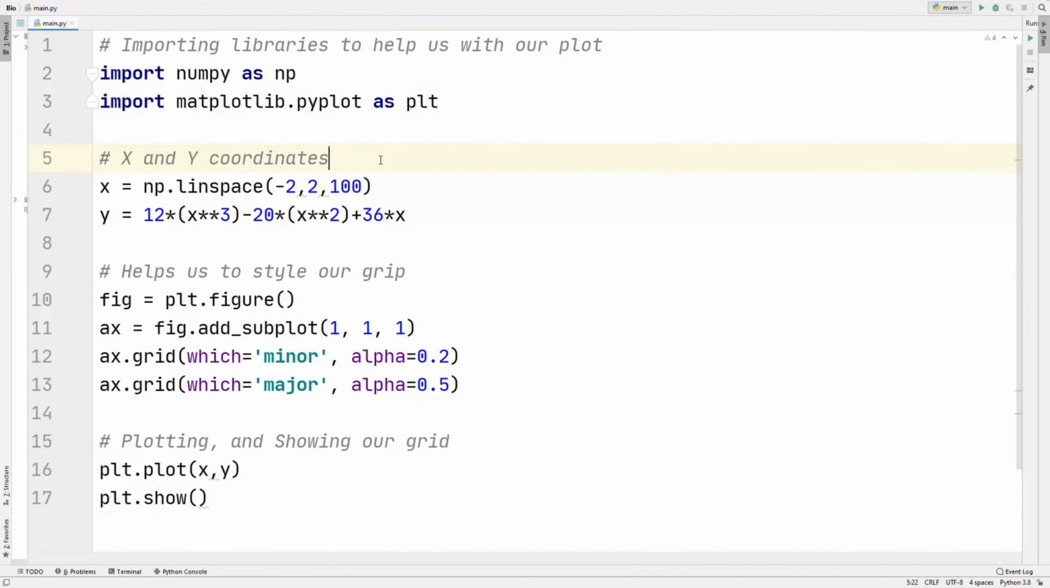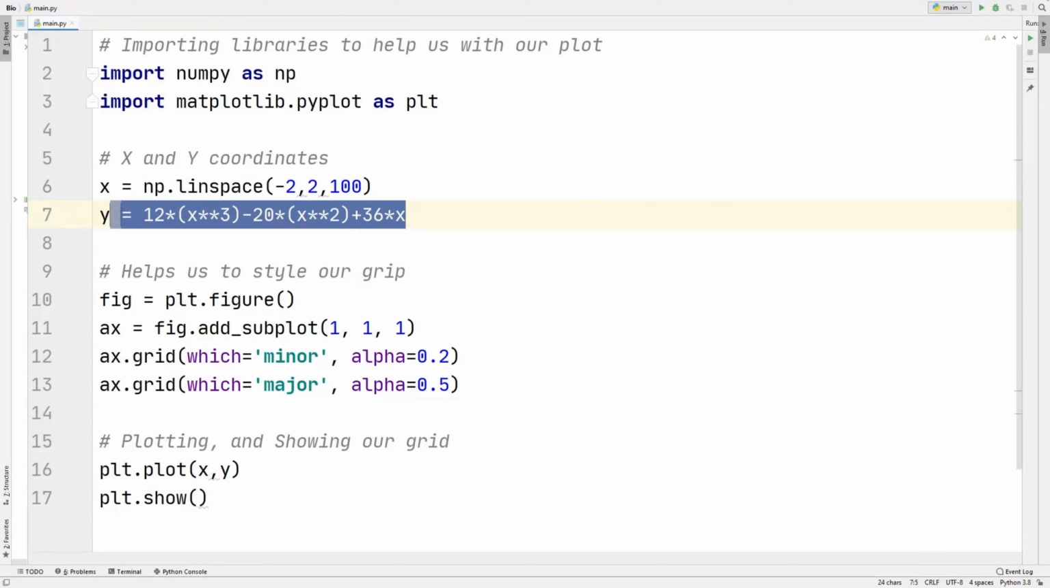So we have our x and y coordinates. For x, we have the np.linspace, and then we have these, but we can skip this. We don't really need this right here. This is just for our grid. It helps us to space out our grid, and everything happens here.